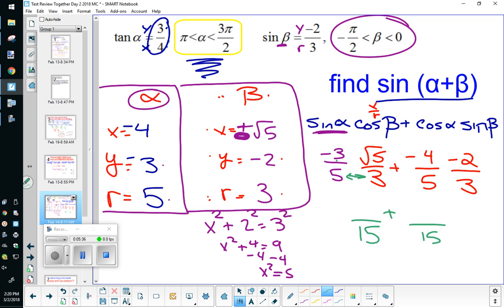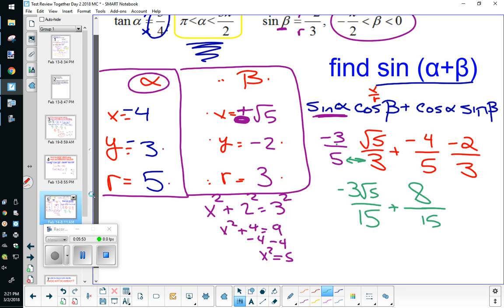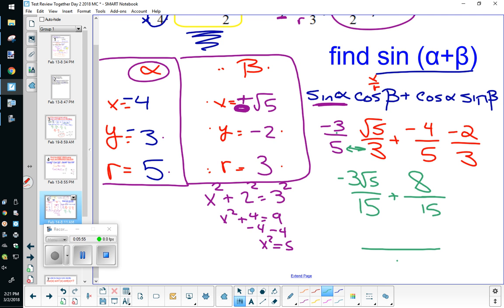Negative 3 times radical 5. Negative 3 radical 5. Can't do a whole lot with that. And then negative, how many minus signs do I have there? 2, so it's going to stay positive. 4 times 2 is 8. Now I'm looking to put that thing together. Both denominators are 15. On top, I'm taking negative 3 radical 5 plus 8. What am I going to get when I add those two things together?